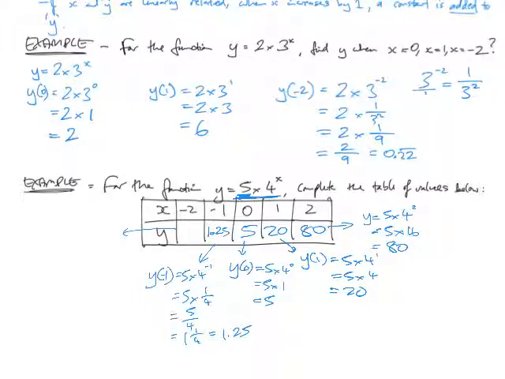Then lastly, y when x is negative 2 is going to be 5 times by 4 to the negative 2, which is the same as 5 times by 1 over 4 squared. 4 squared is 16, so it's going to be 5/16. If you wanted to work that out in the calculator, just do 5 divided by 16, that's going to be 0.3125.